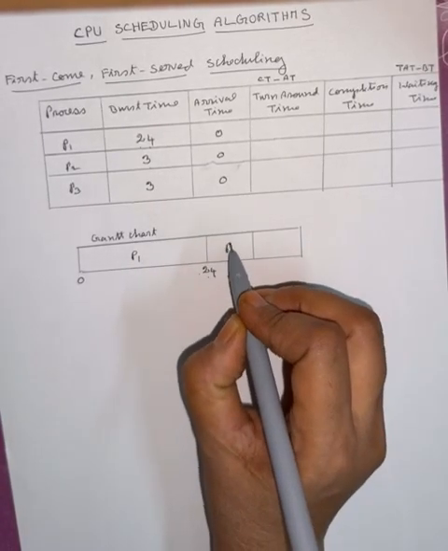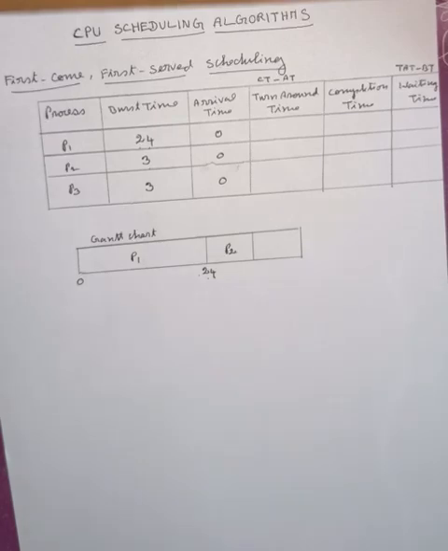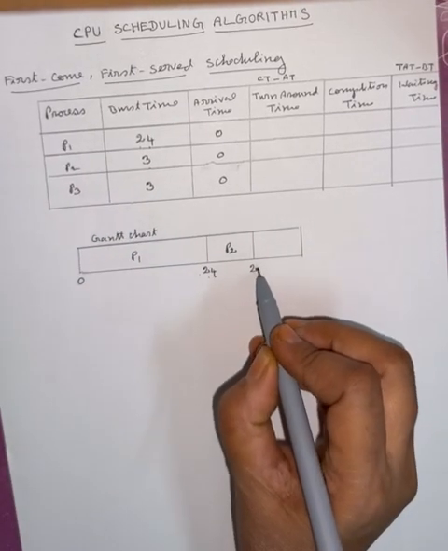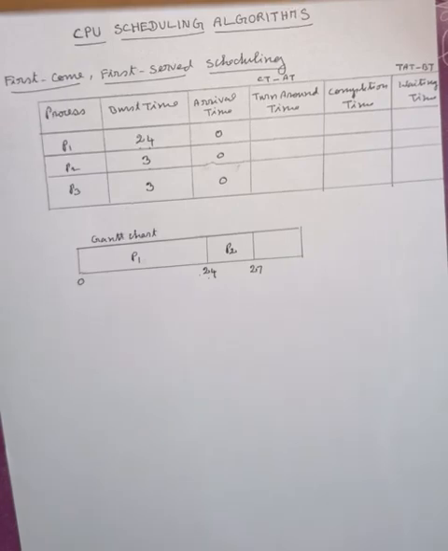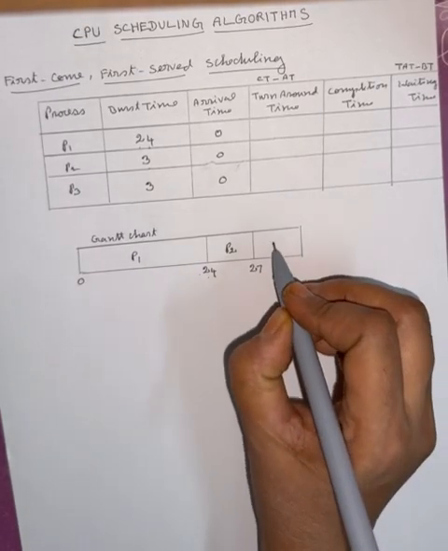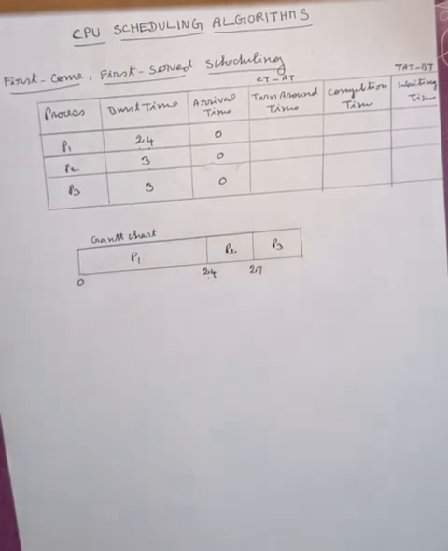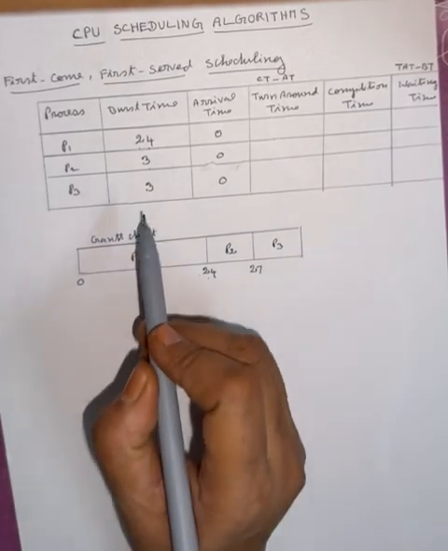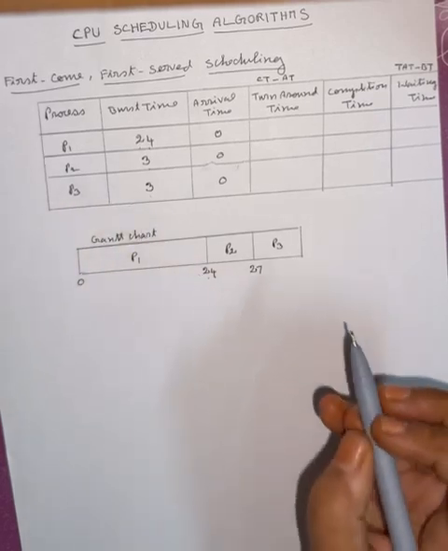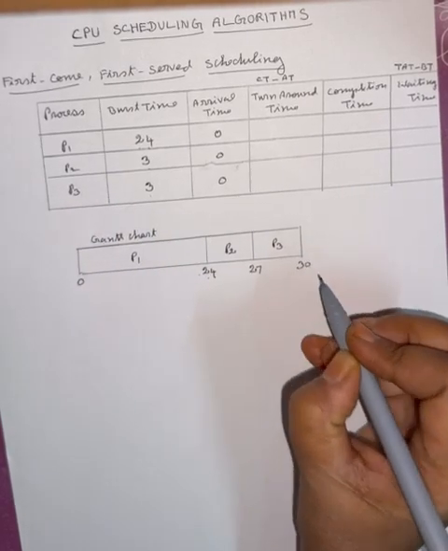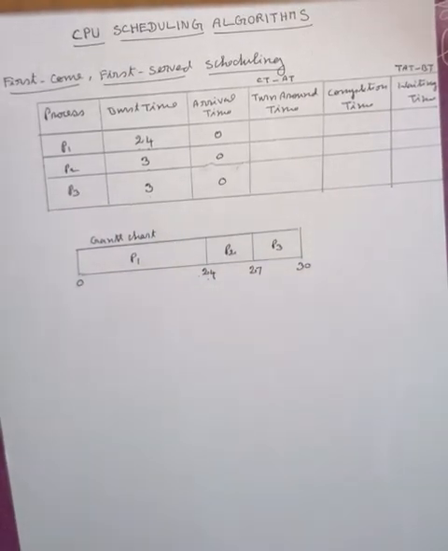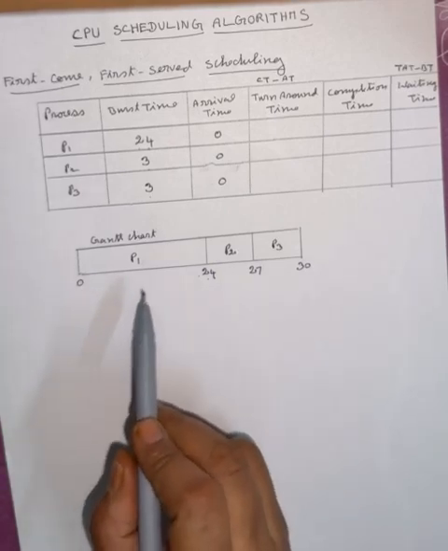Now assume that P2 enters the CPU. Its burst time is 3 milliseconds, so at the 27th millisecond, P2 completes its operation. Now after the completion of P2, P3 enters the CPU and starts its execution. Its burst time is also 3 milliseconds, so at the 30th millisecond, P3 completes its operation. Now this is the Gantt chart.